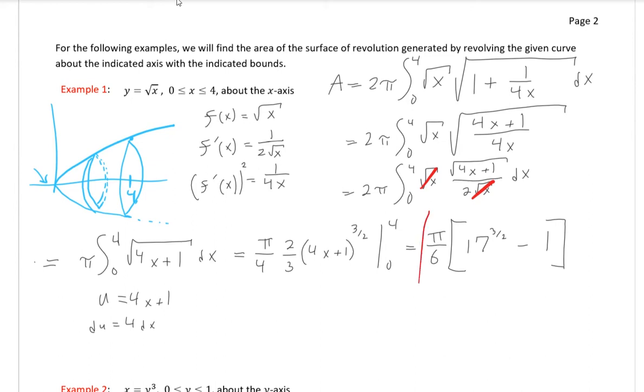And that right there is good enough as the final answer. 17 to the 3/2 doesn't really simplify much, so we can just keep it as that. That would be my surface area calculation.